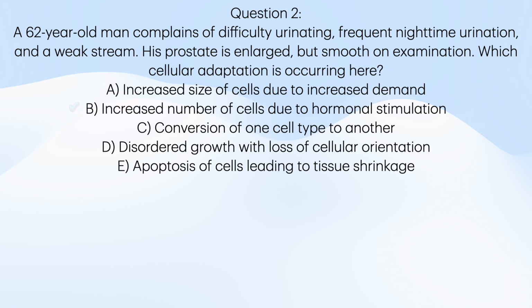A 62-year-old man complains of difficulty urinating, frequent nighttime urination, and a weak stream. His prostate is enlarged but smooth on examination. Which cellular adaptation is occurring here?